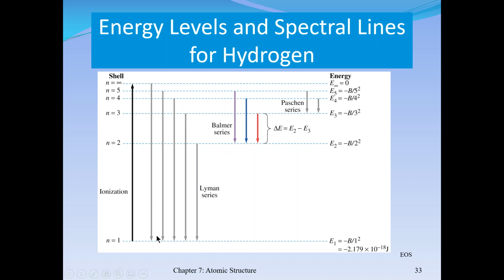Collectively, these are called the Lyman series, and these over here are called the Paschen series. We cannot see them, but they can be detected using particular instruments. But the Balmer series are the ones that we can actually observe and measure with our eyes, that is. So that's basically how the Bohr model is used to explain the line spectrum of hydrogen.